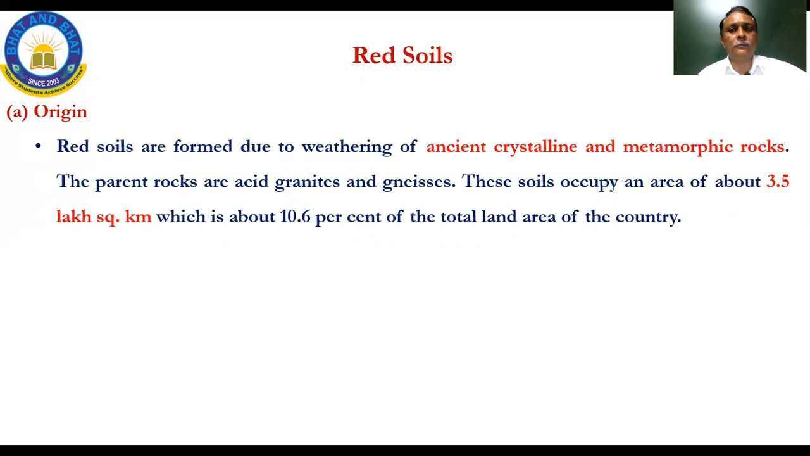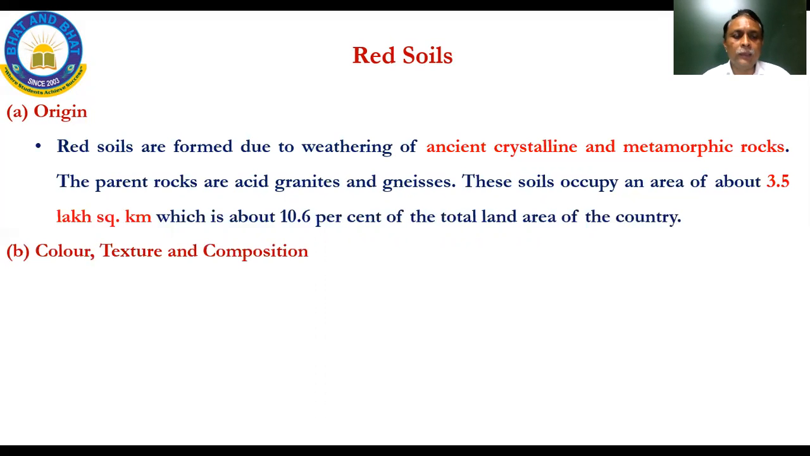Red soils. Red soils are formed due to weathering of ancient crystalline and metamorphic rocks. The parent rocks are acid granites and gneisses. These soils occupy an area of about 3.5 lakh square kilometer, which is about 10.6% of the total area. Last time we came to about 60, closer to 62 or 63%. This adds another 10-11%, brings it to about 70%, 73, 74%.